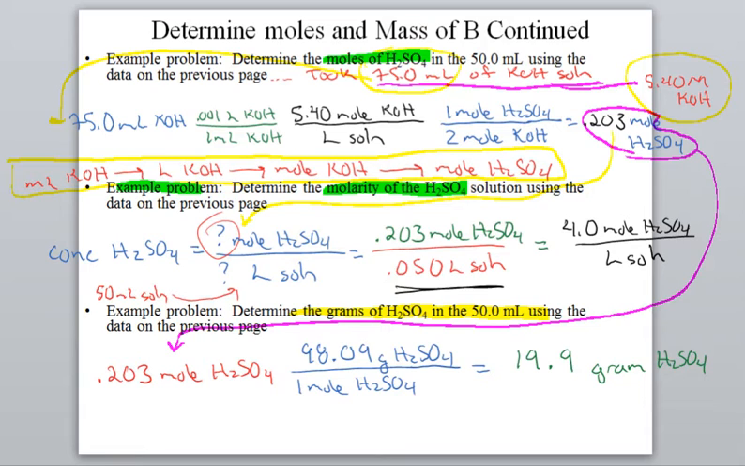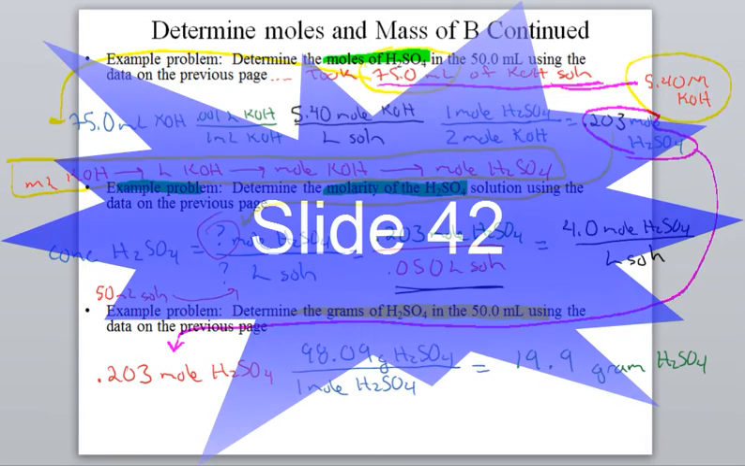Note, you may have, why would we throw grams at you? You may just have a problem with all that data that was given on the previous page. And instead of asking in the first problem how many moles of sulfuric acid, it could just ask how many grams of sulfuric acid are in that 50 milliliters. So here's some more information you can calculate using that titration data.